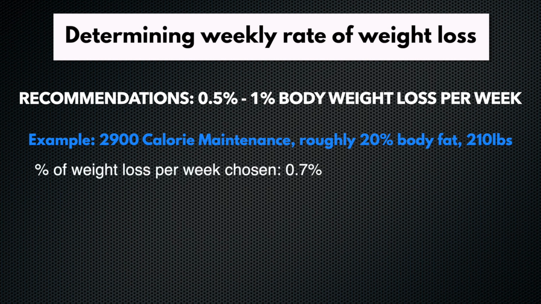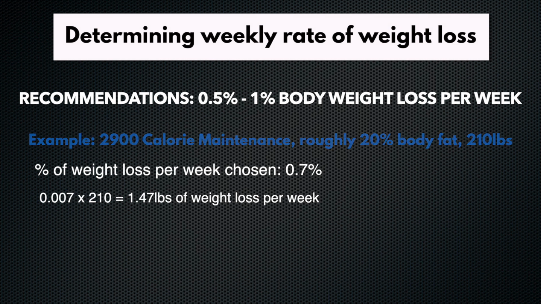Now what I'm gonna do here is take 0.007, because that's 0.7%, times my body weight, which is currently 210 pounds, and that's gonna be 1.47 pounds loss a week. So that's how much weight in pounds I'm going to lose in a week, or that I want to aim for to lose in 1 week. So we've established that I want to lose 1.47 pounds of fat, hopefully, a week. That's my rate of weekly weight loss.